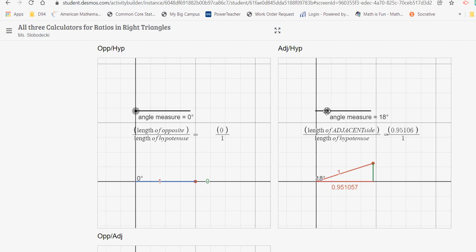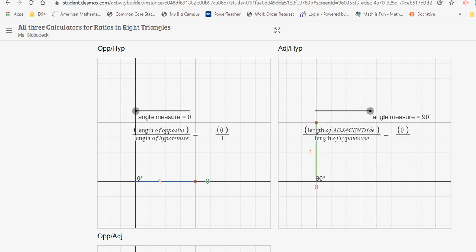Now, when we were looking at the adjacent over the hypotenuse, as the angle increases, your adjacent side is here, watch what happens to it. It gets smaller and smaller and smaller, getting closer and closer to that value of 0, okay? So again, we're going to watch as the angle increases, that adjacent side here is getting smaller and smaller and smaller.